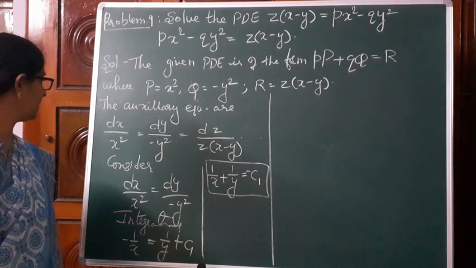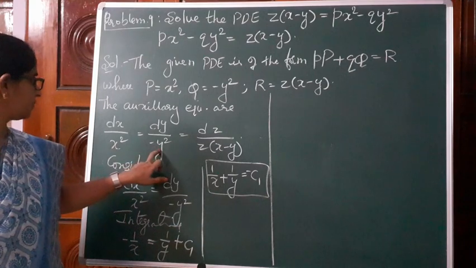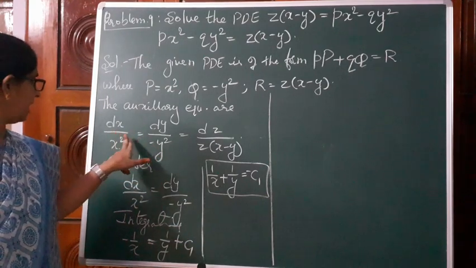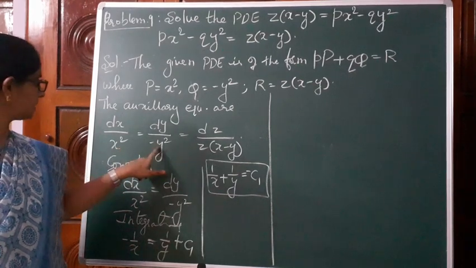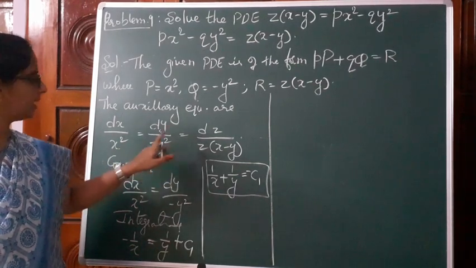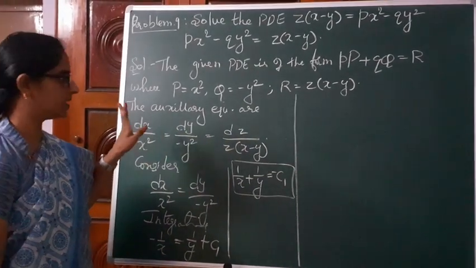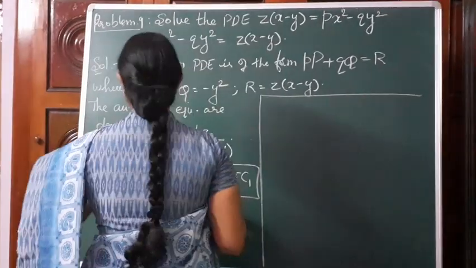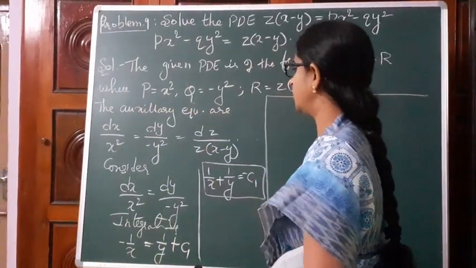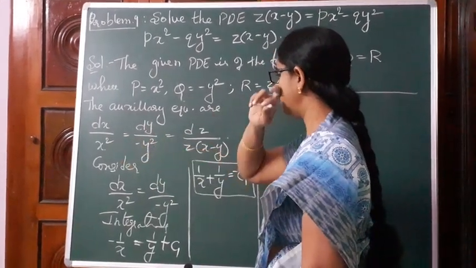Check what we take as the multipliers here. You have x square and minus y square here. So if we add these two terms, you get x square minus y square. It can be written as x plus y into x minus y. And if we equate that to the third term, x minus y gets cancelled. So what we do is, for the first two terms, you take the multipliers as 1 comma 1.